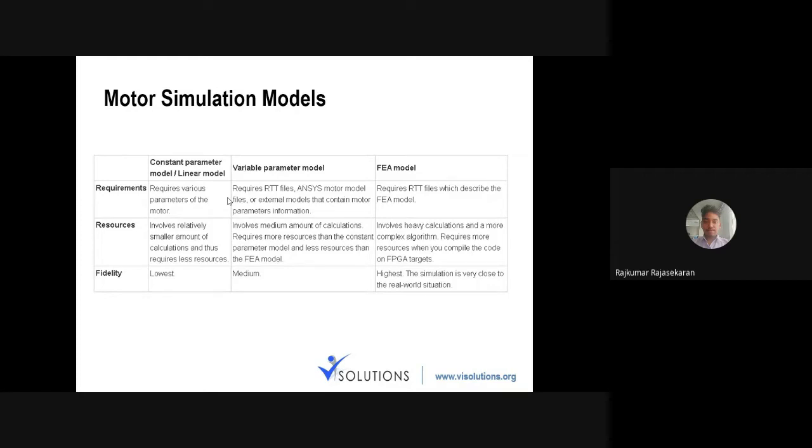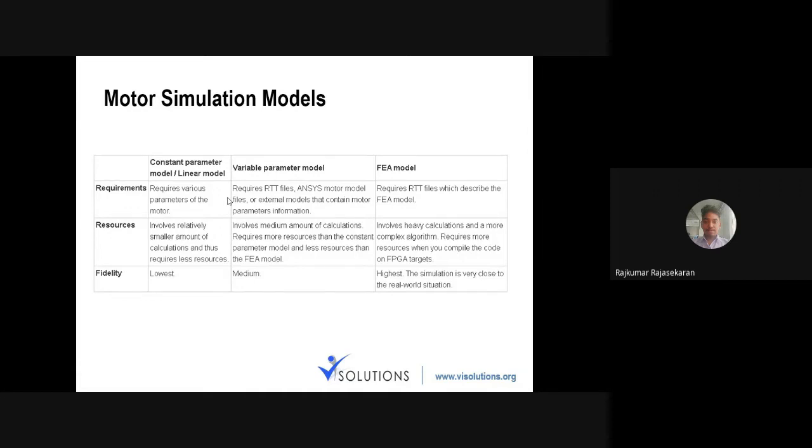The last one is the finite element analysis model. It requires RTT files, which describe the FEA models. Basically, the FEA model and the variable parameter model could use the same files, but some parameters may be ignored by the variable parameter model from the RTT files. But when you do an FEA model, all the parameters stored in RTT files could be captured.